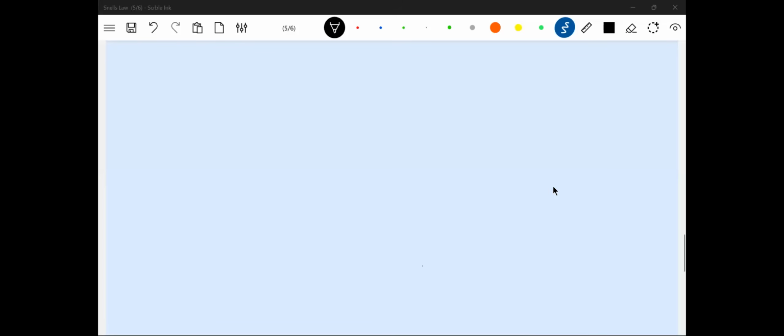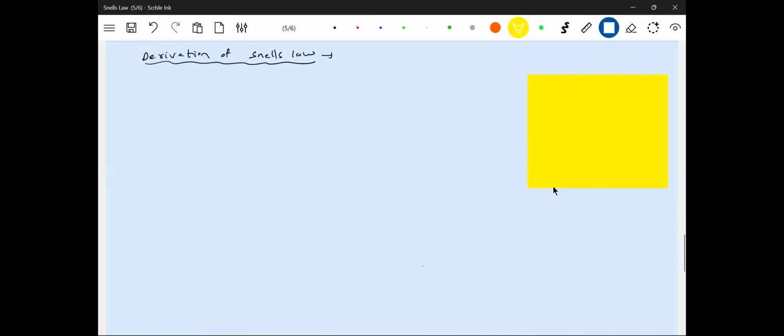Now we'll take the derivation of Snell's law. Suppose I have a medium. If the light wants to propagate from point A to point B, what is the path it will prefer? Shall we say that it will prefer a straight line path?